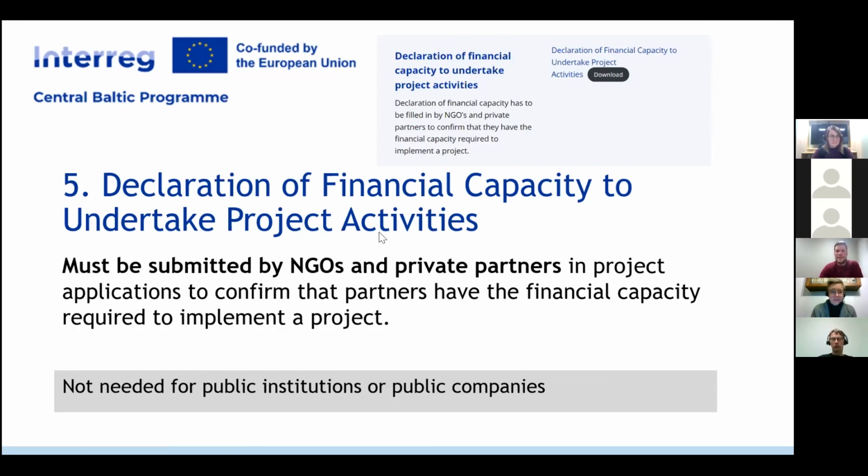There is still one more question about the signatures. Is a copy of a hand-signed document acceptable? Yes, it is. You should just scan the document and upload it in the GEMS, not send a paper version of this document. So that is the case with those hand-signed signatures.